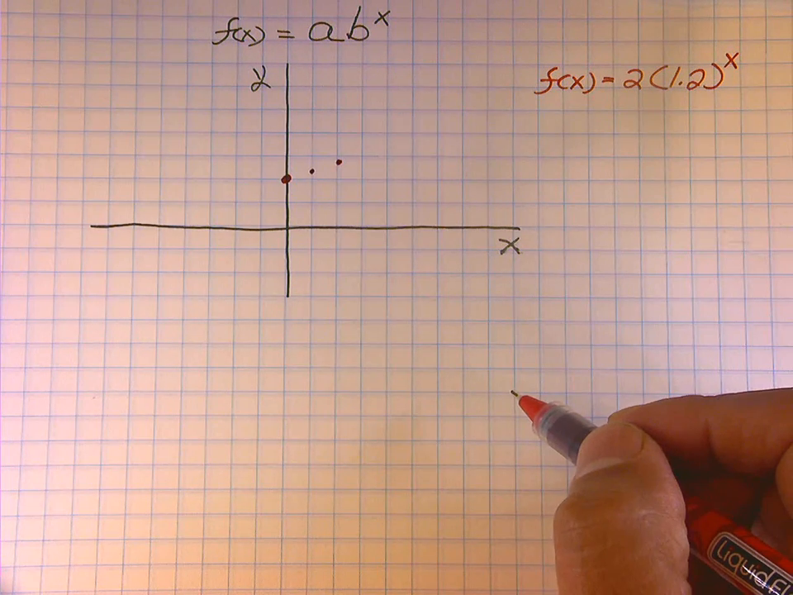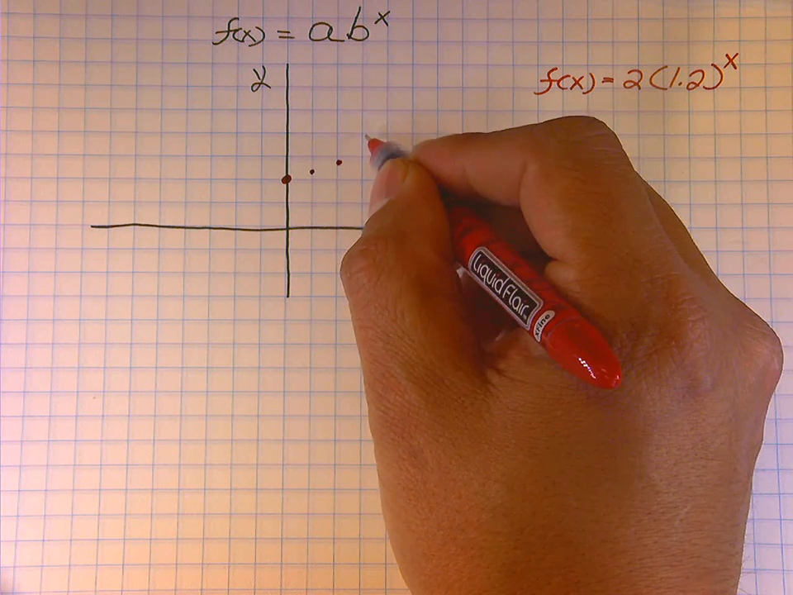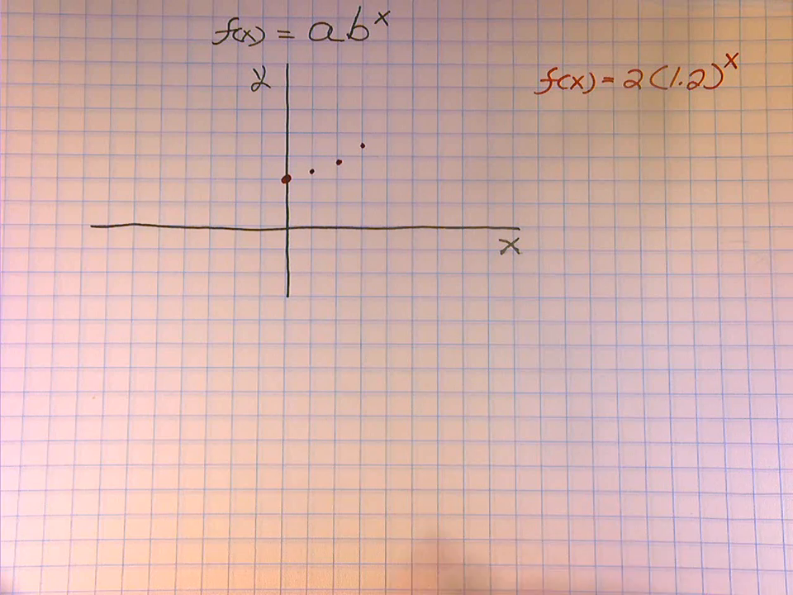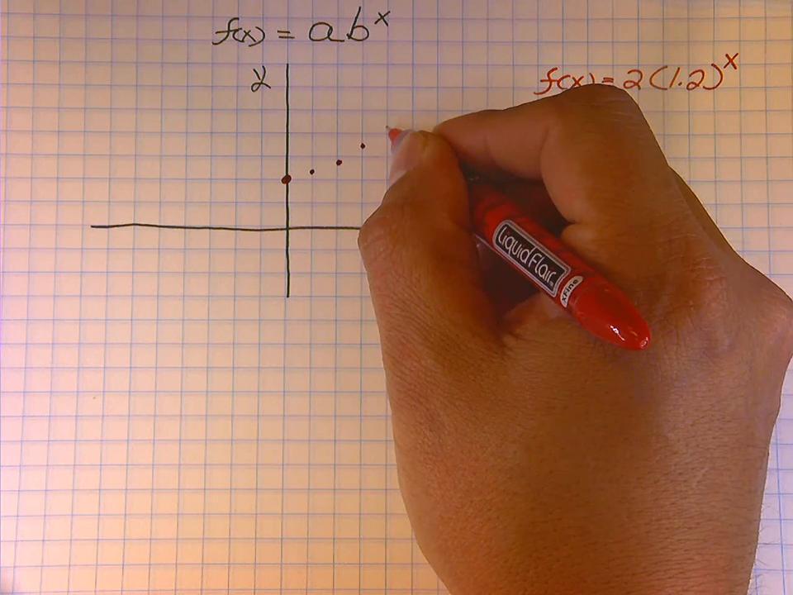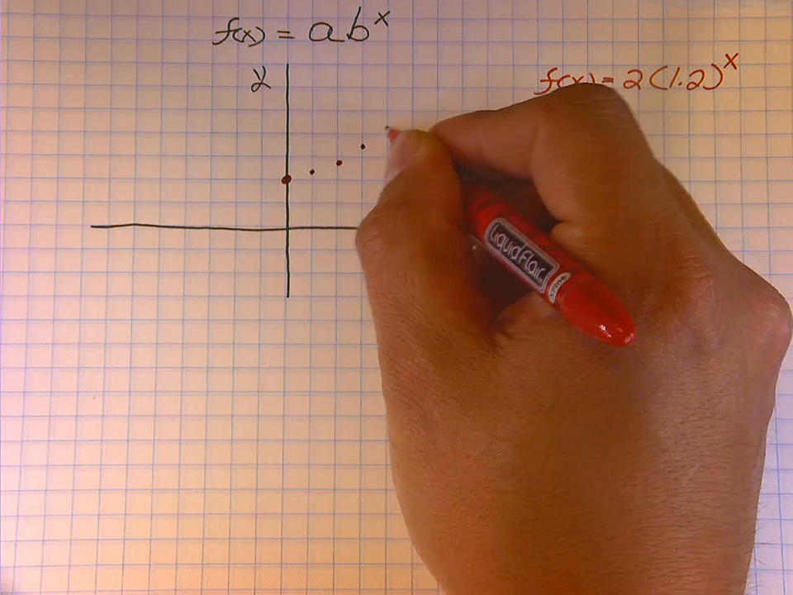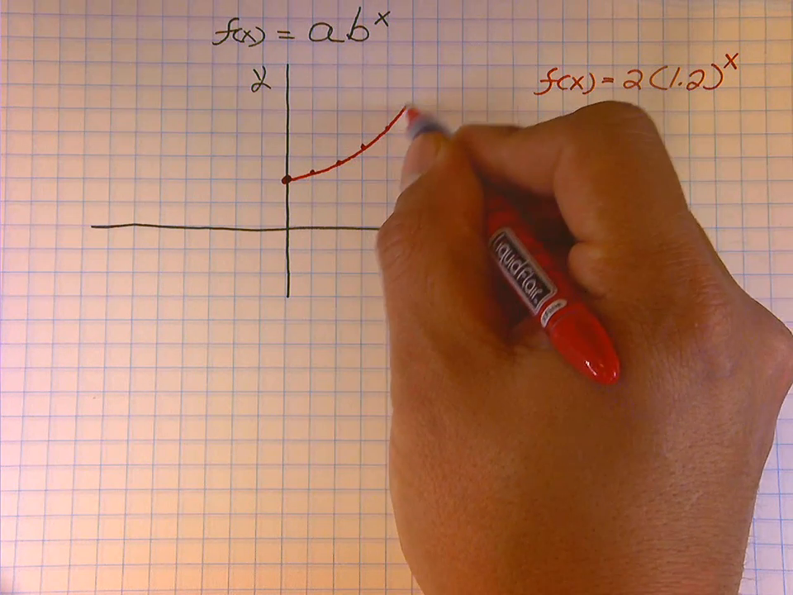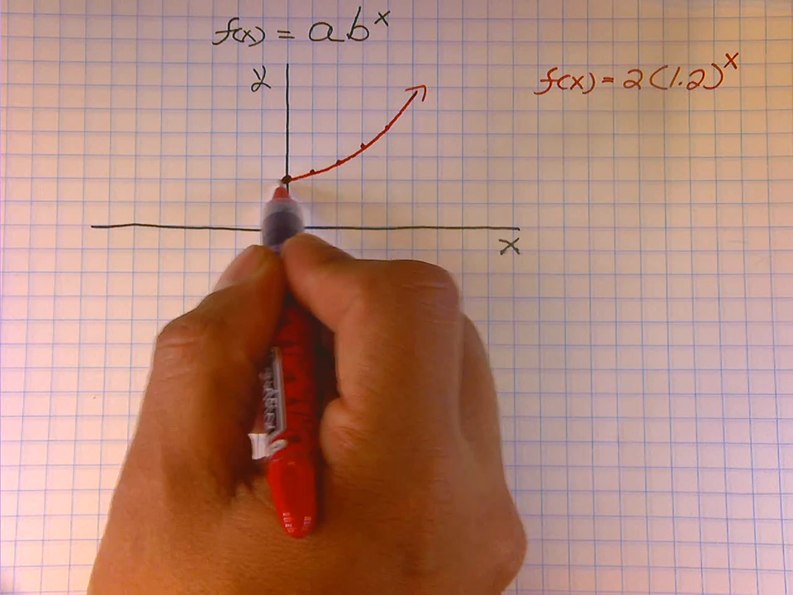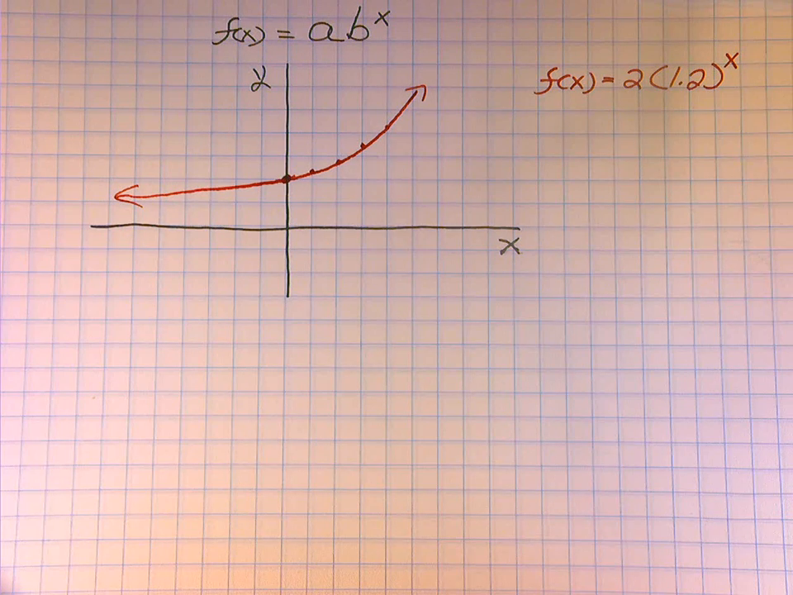When x is 3, y is going to be 3.456. When x is 4, y is going to be 4.1472, and my function goes off in this direction and as well over here in this direction.